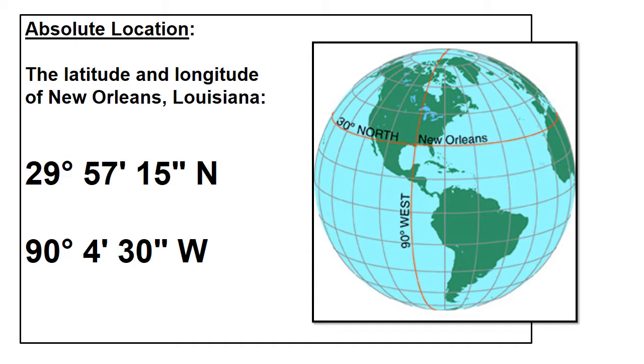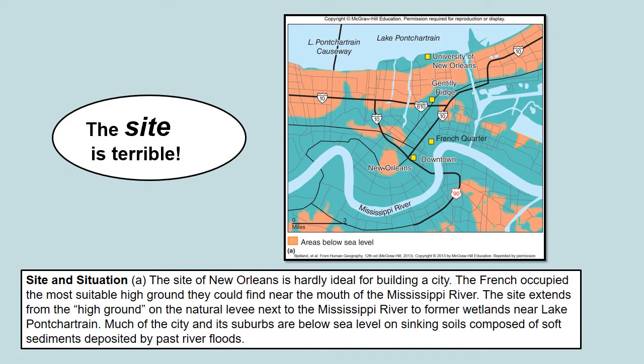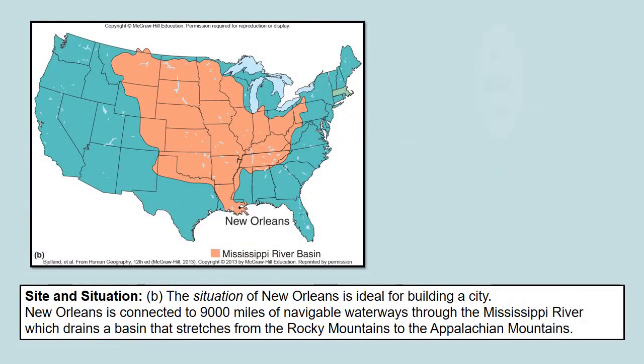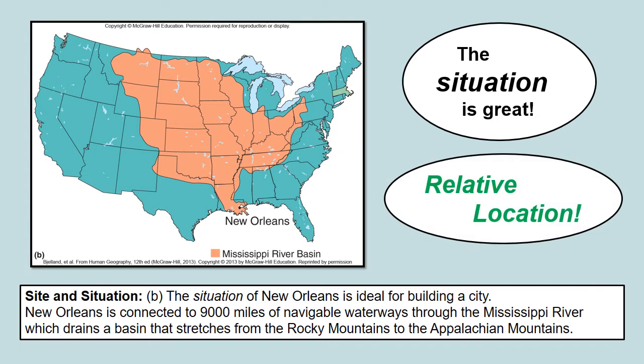The absolute location is kind of like my seating chart. On my seating chart, I know what student is located in row number 3, seat number 2, or in row number 4, seat number 5. It's a grid system for locating places. Well, that's absolute location. Is it a good location? Well, the site location is pretty terrible. In the long run, relative location is more important, and its relative location is fantastic.